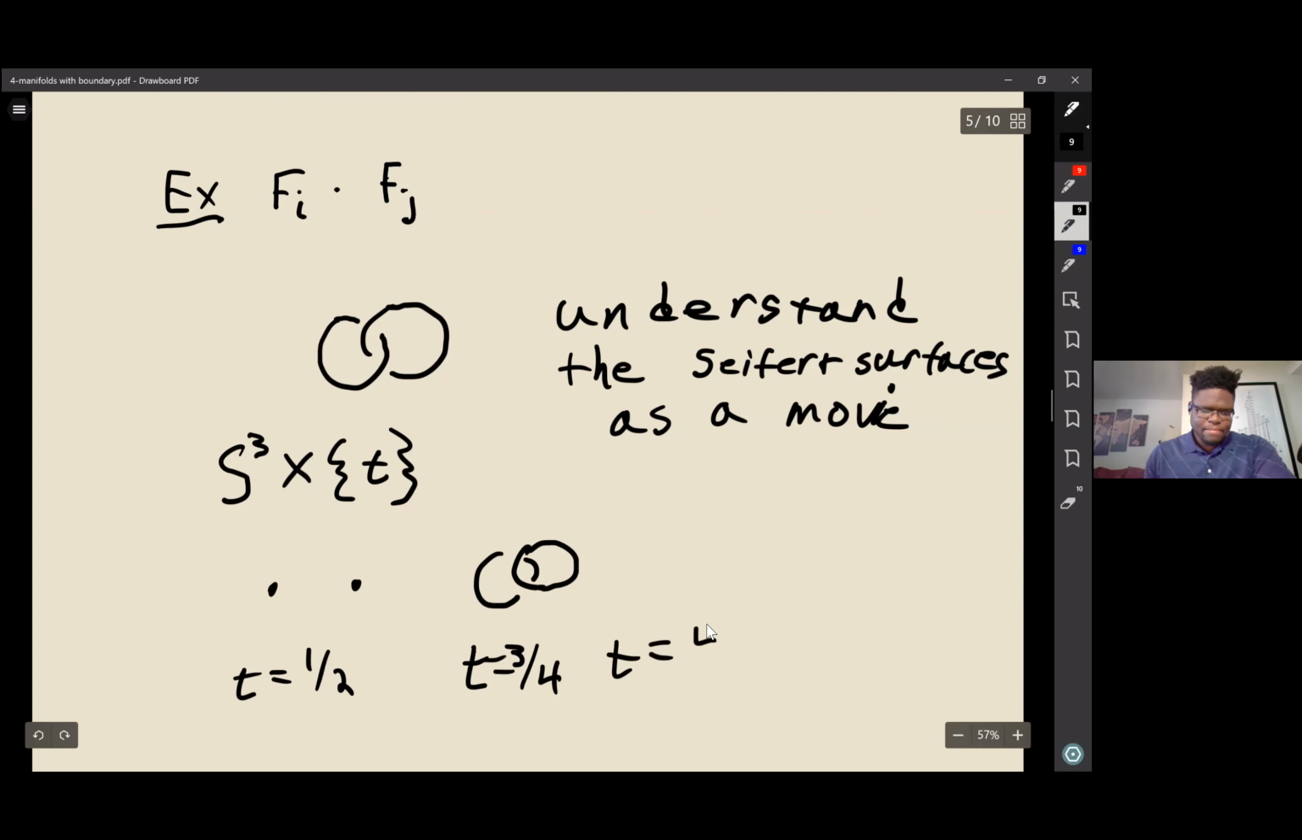At t equals 4/5, maybe I'll finally see this point of intersection. That's not the one I wanted to draw. I'll see this point of intersection between the two surfaces. And then finally at t equals 1, I see the link that I'm doing, or that I'm attaching two handles to.